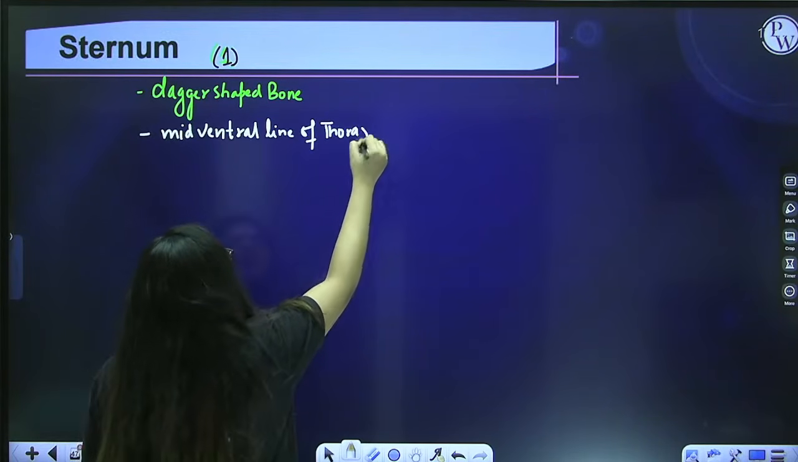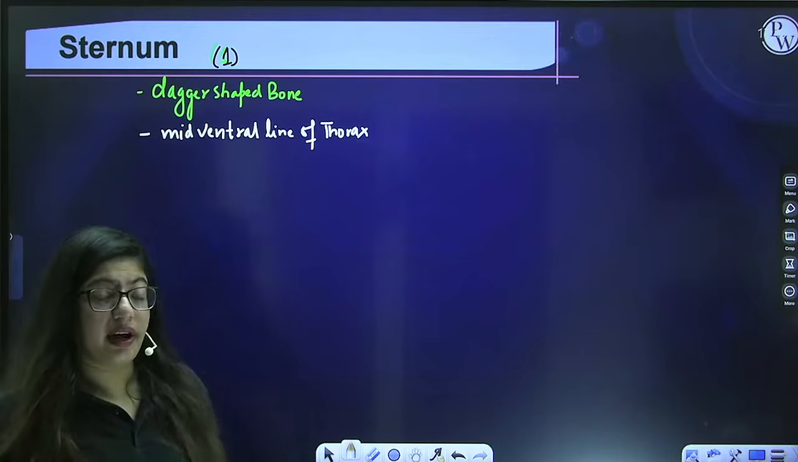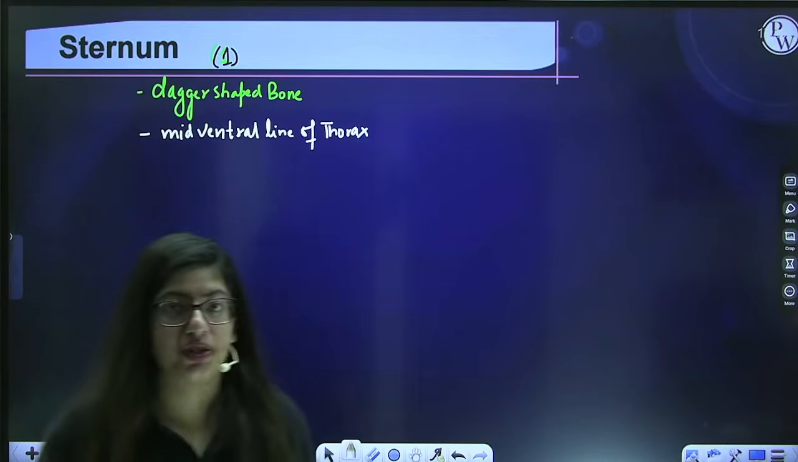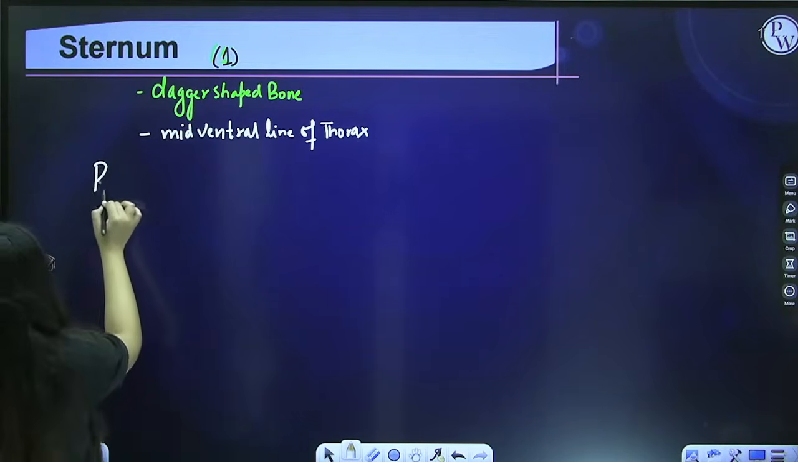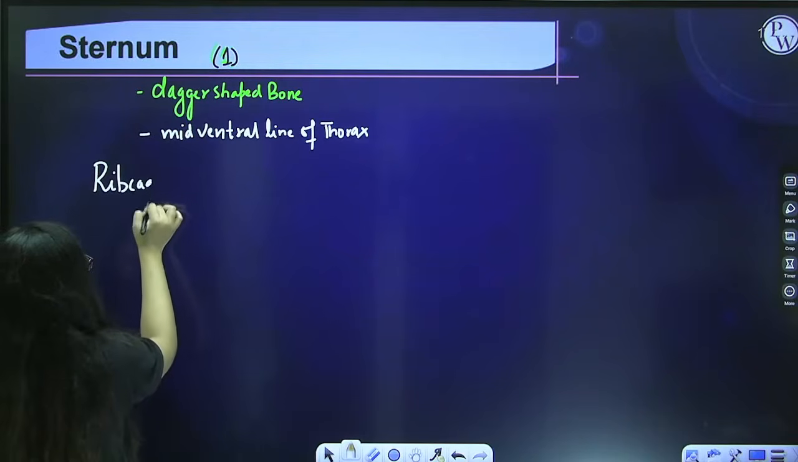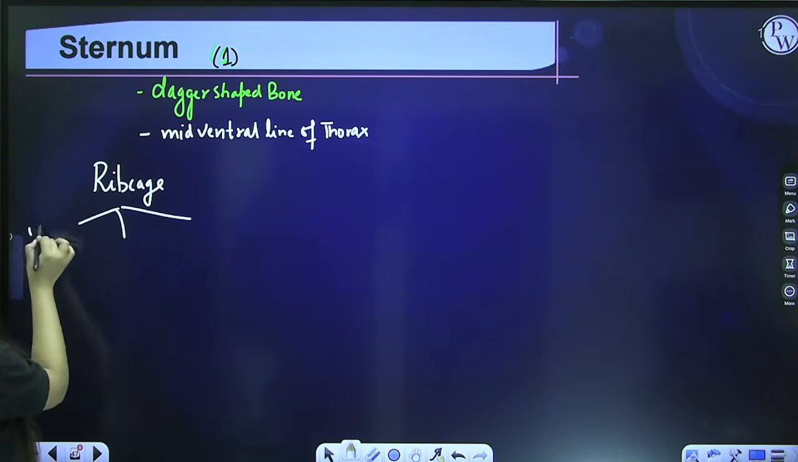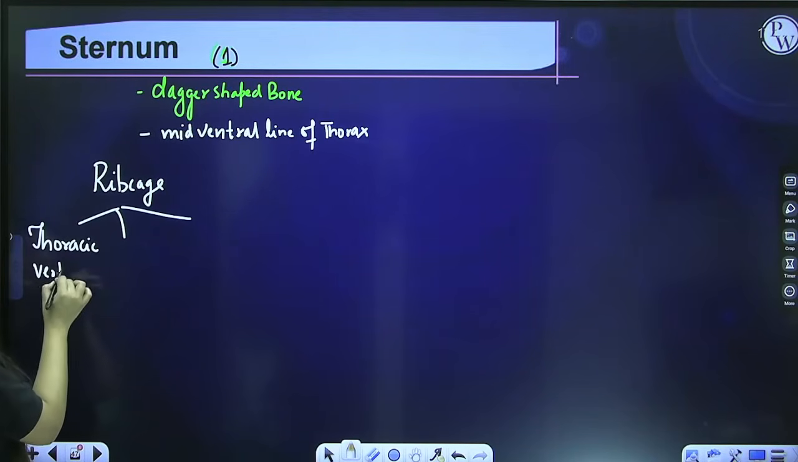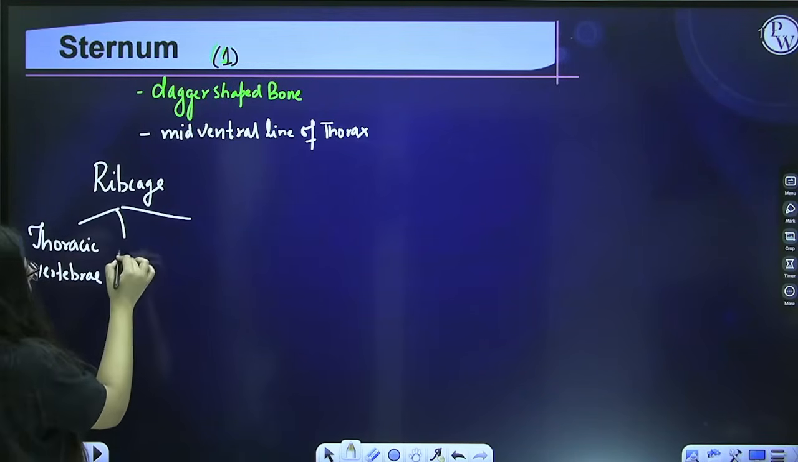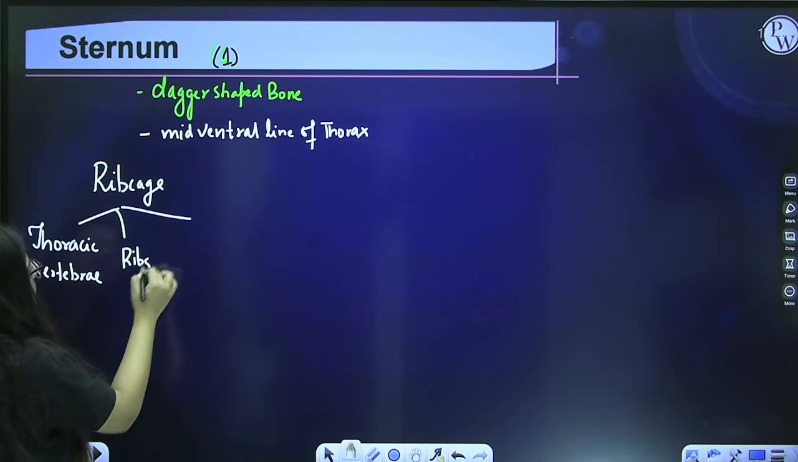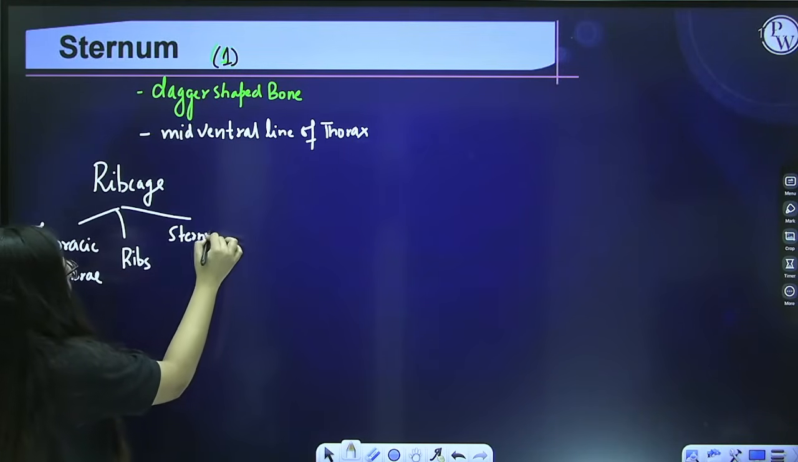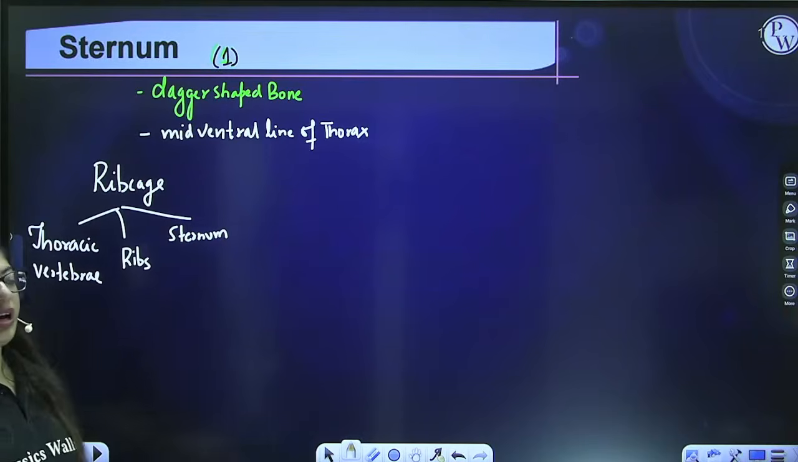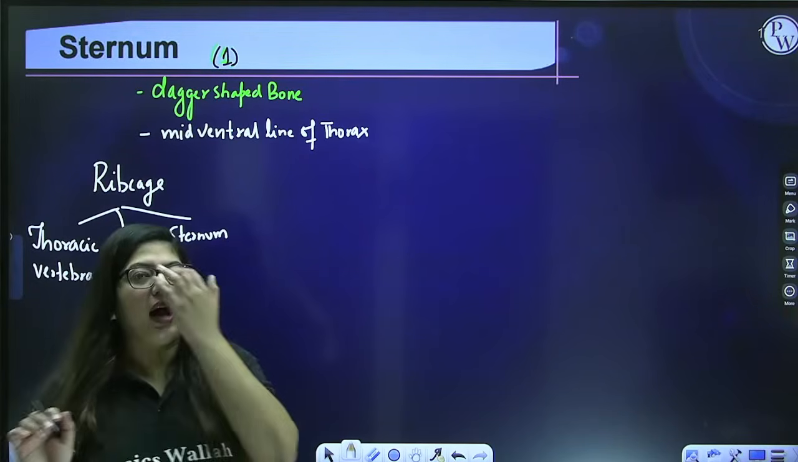So here I will not just explain the sternum, rather I will explain the entire rib cage. If you remember, the rib cage was formed of 3 types of bones. One, the thoracic vertebrae, which are a type of vertebrae of the vertebral column. Second were the ribs and third was the sternum. So here I'll explain everything about ribs, sternum and thoracic vertebrae.